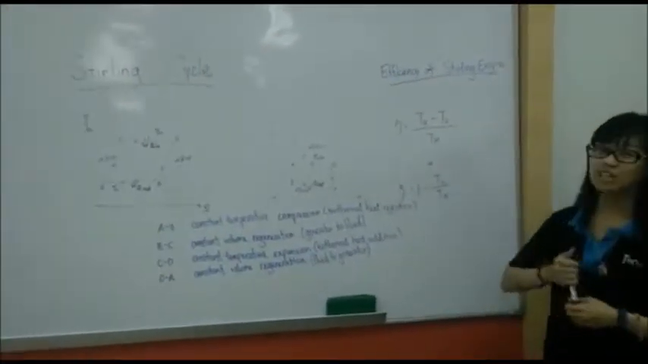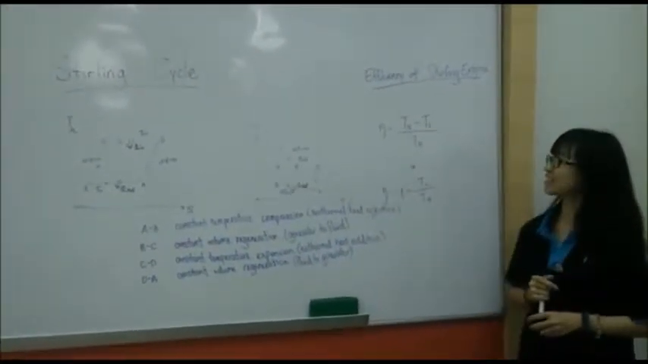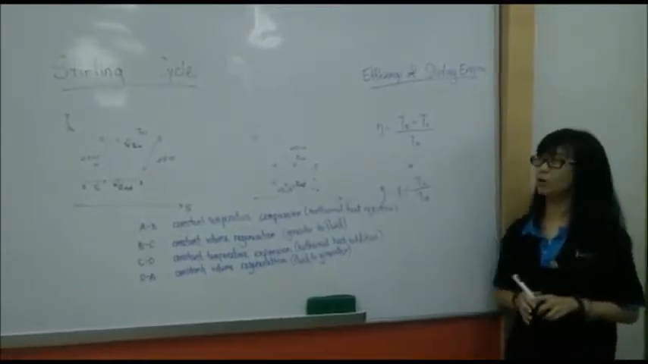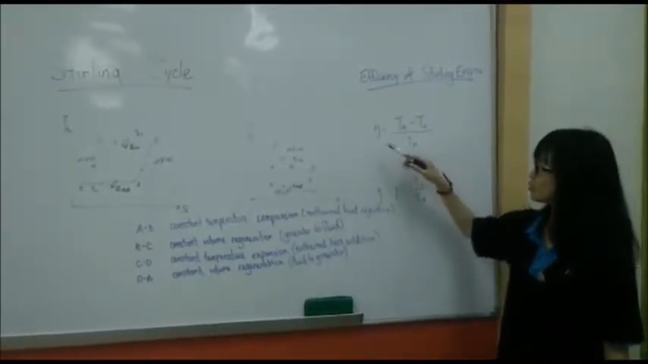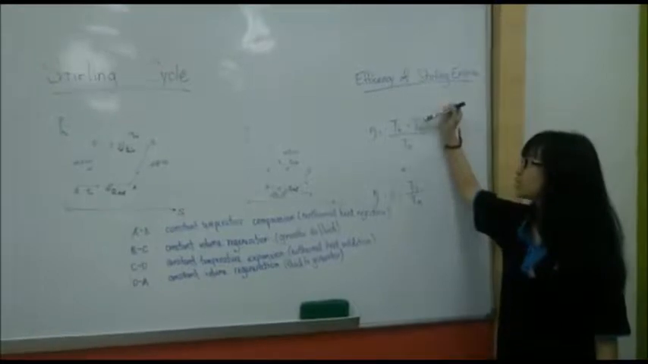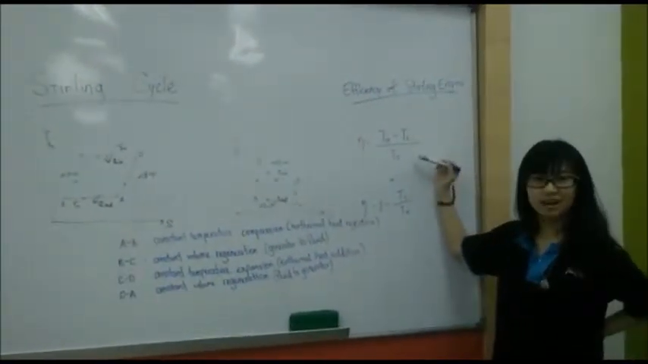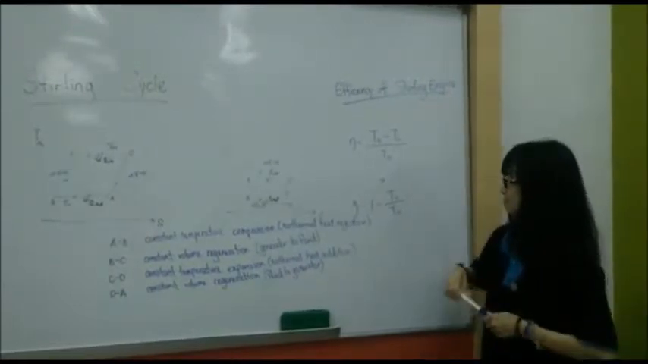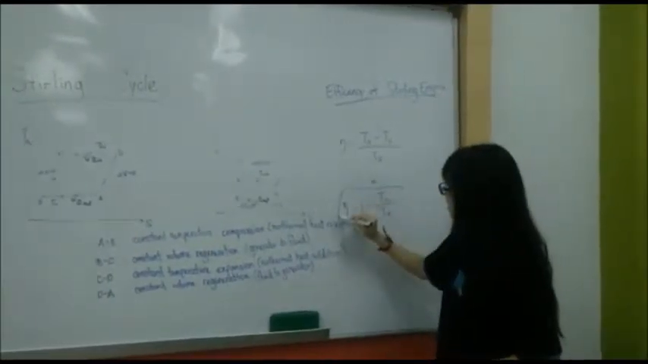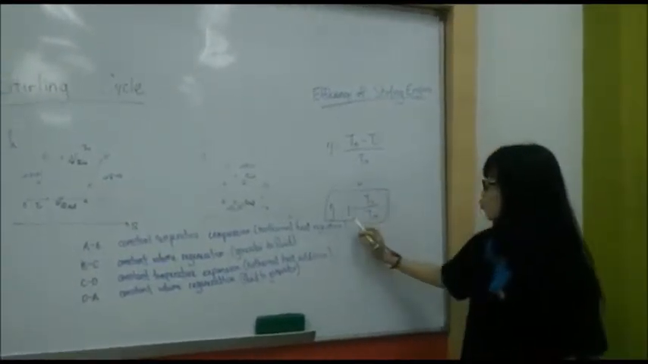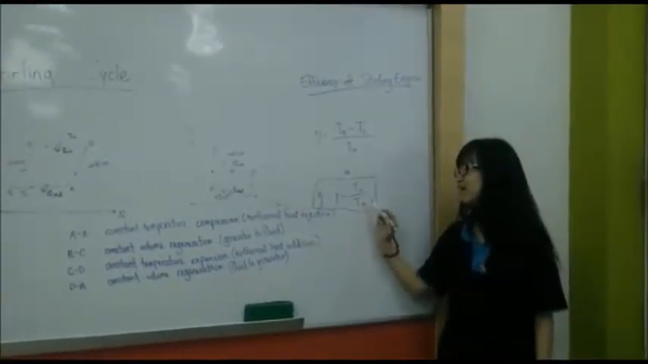The calculation of the efficiency for the Stirling cycle is almost the same as the Carnot cycle, where the efficiency is equal to the high temperature minus the low temperature, overall divided by the high temperature. Or we can write it like this: eta equals 1 minus TL over TH.